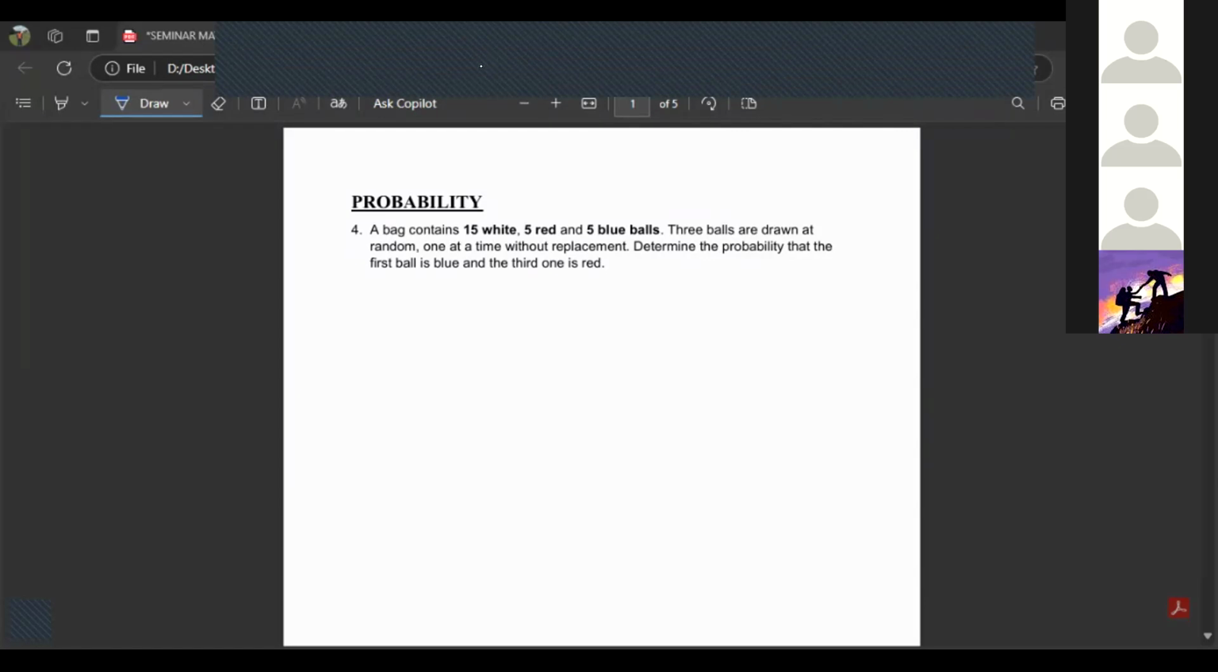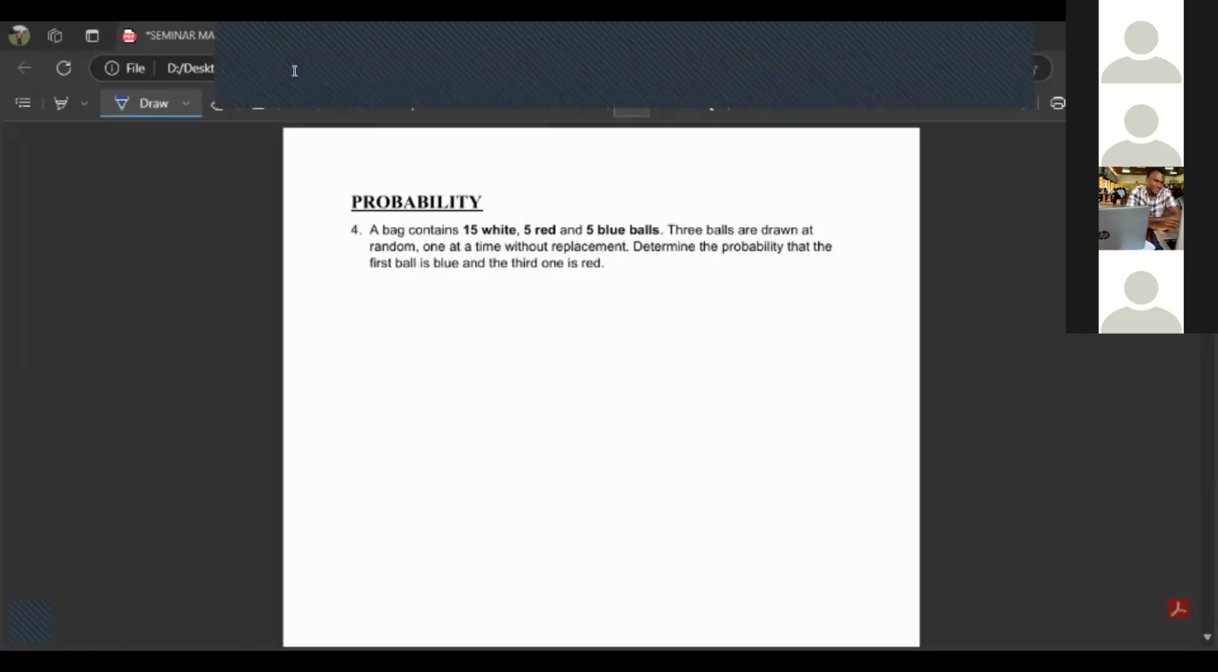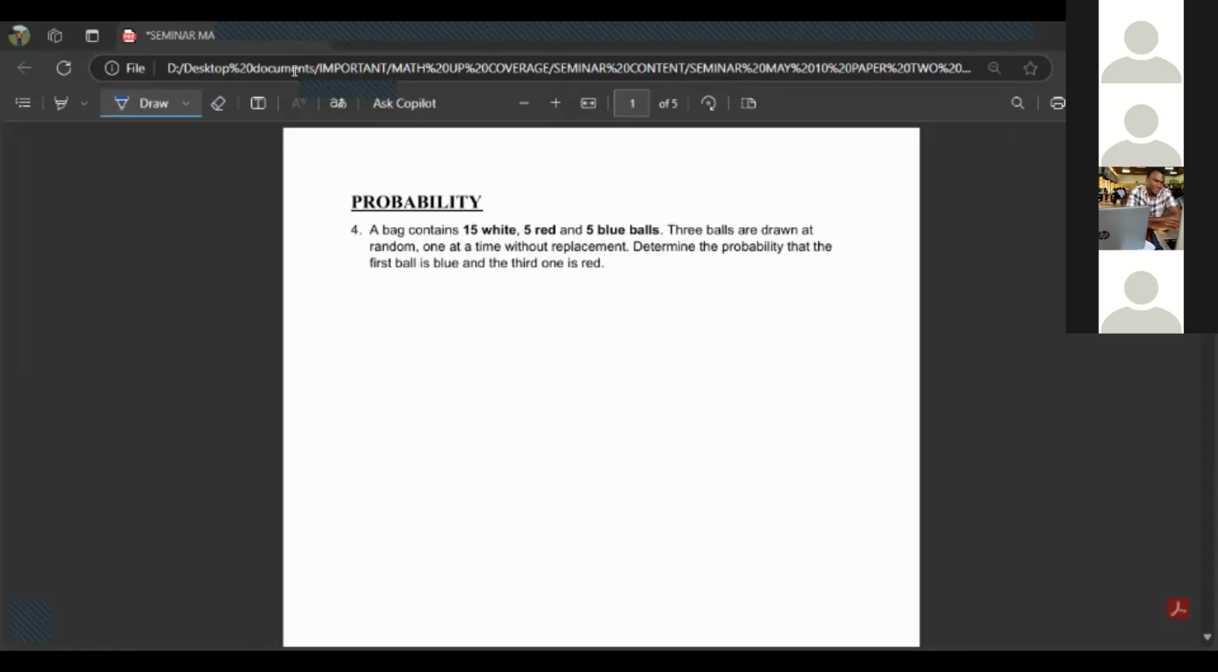Okay. I would love to carry on from where our previous presenter left us, and we're still doing probability. So we have question 4, which says a bag contains 15 white, 5 red, and 5 blue balls. 3 balls are drawn at random, one at a time without replacement. Determine the probability that the first ball is blue and the third one is red.